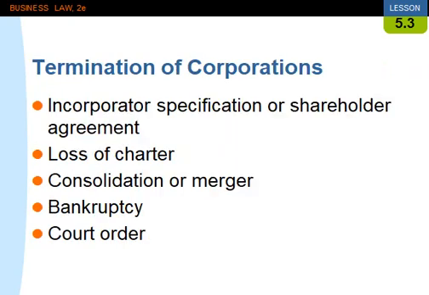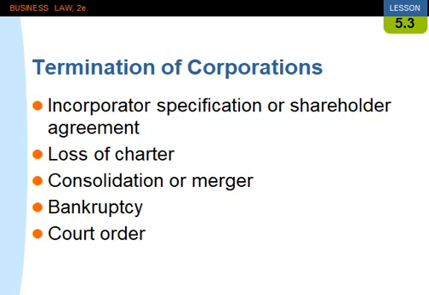Termination of corporations. A variety of causes may bring about the dissolution or termination of a corporation. The cause may be by specification of the incorporators or agreement of the shareholders, by the corporation losing its charter, by consolidation or merger, by bankruptcy, or by court order. Incorporator specification or shareholder agreement. A corporation terminates upon expiration of the agreed-upon period of its existence as stipulated in its articles of incorporation. A corporation may also end before the agreed-upon time, if the shareholders voluntarily vote to end it.